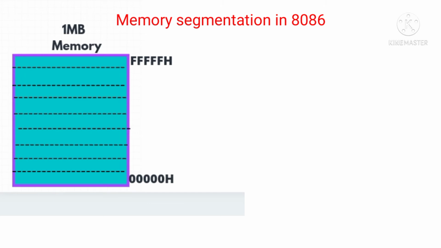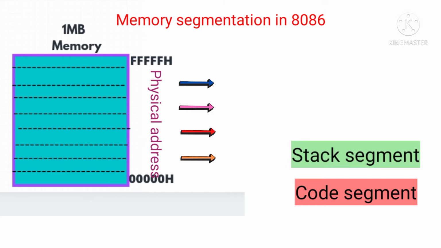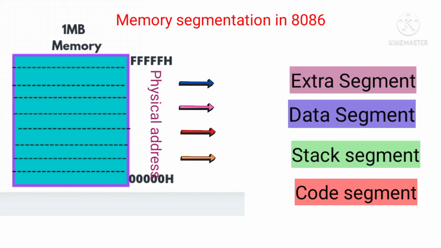Here we can represent the entire 1 megabyte memory using address bits starting from 00000H to FFFFFH in hexadecimal representation. And this address is called a physical address. In 8086, this memory is segmented into code segment, stack segment, data segment, and extra segment. Each segment is having a size of 64 KB.